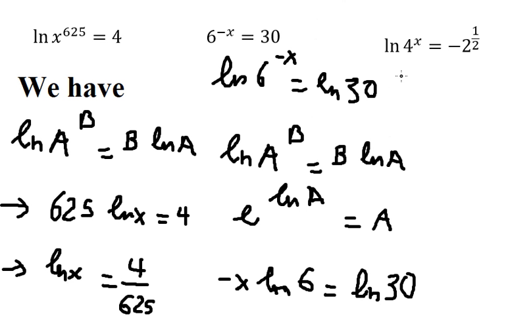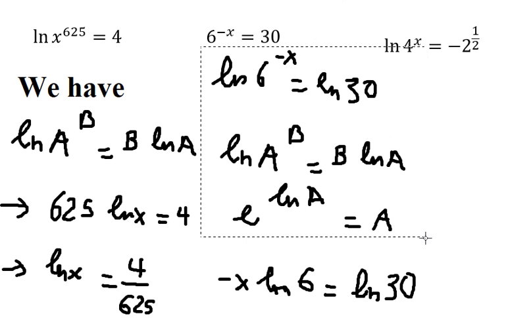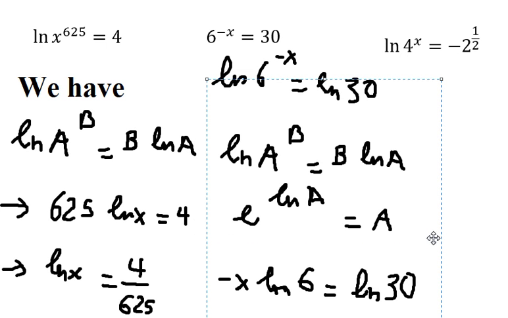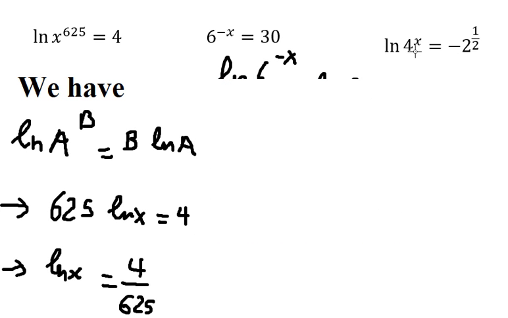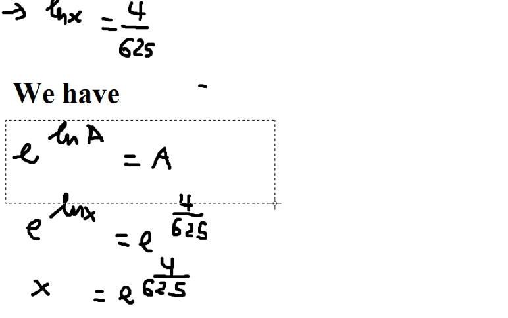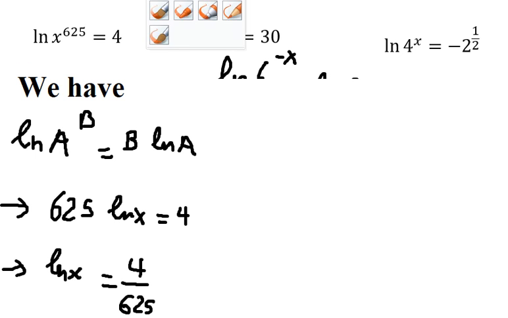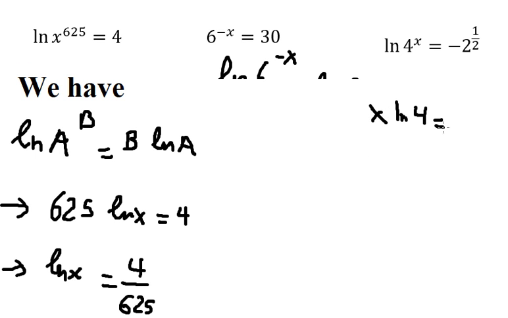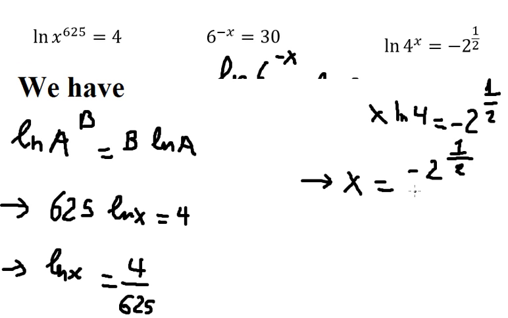Now let's go to the last one. So this one we apply the formula in here, and we have s ln number 4. We divide both sides by ln number 4. And that is the final answer.